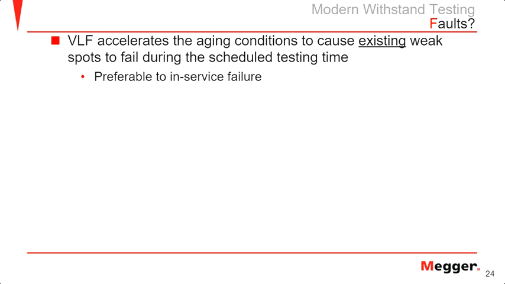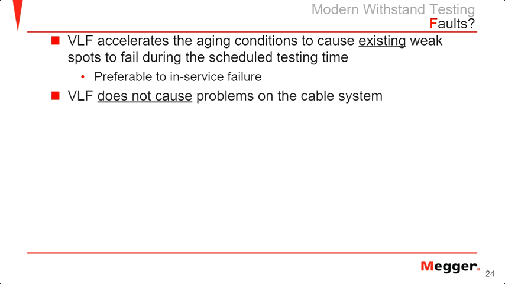Now, one of the key things that come across is VLF accelerates the aging condition to cause existing weak spots to fail during the scheduled outage time. So it is preferable compared to an in-service failure, but a lot of people say that, hey, VLF caused these problems. Well, VLF does not cause those problems. Those were existing weak spots in the system that it caused by accelerated aging process to fail in that scheduled outage time, versus like they would have failed anyhow in service sooner or later.